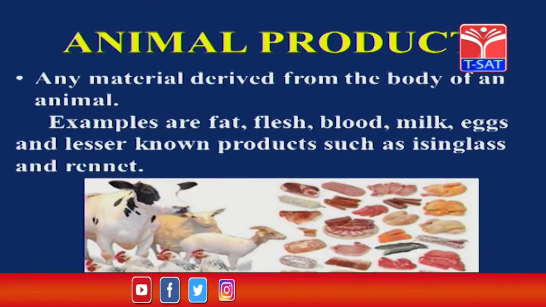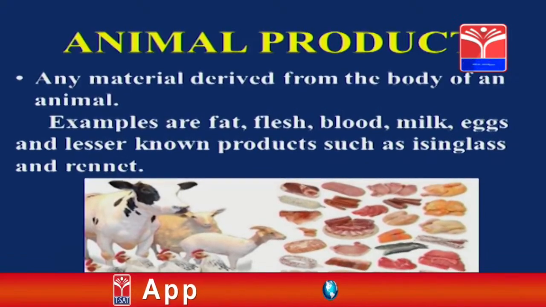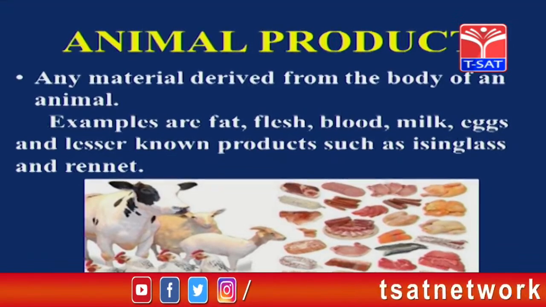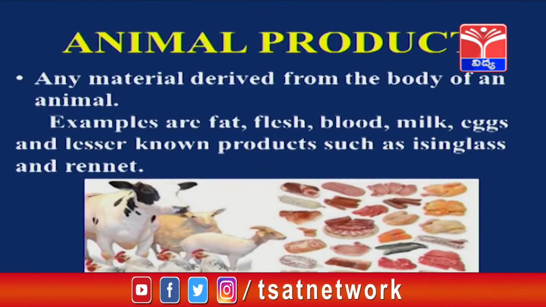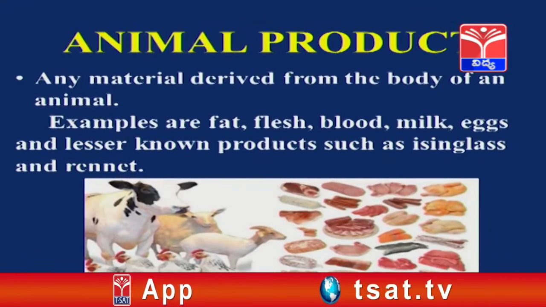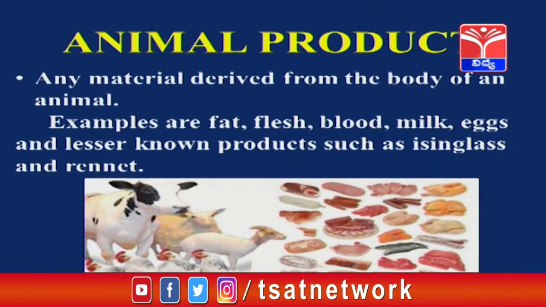Now what are the animal products? So many products we get from animals, isn't it, children? Any material derived from the body of an animal is called an animal product. What are the examples? Fat, flesh, blood, milk, eggs, and lesser known products are isinglass and rennet. Fat, flesh, blood, milk and eggs are more known products, we use them, isn't it? Whereas isinglass and rennet are animal products which are lesser known to us. So these are the different types of animal products.